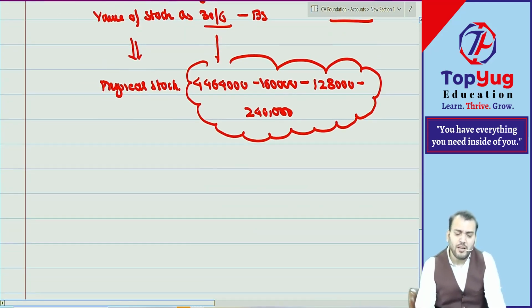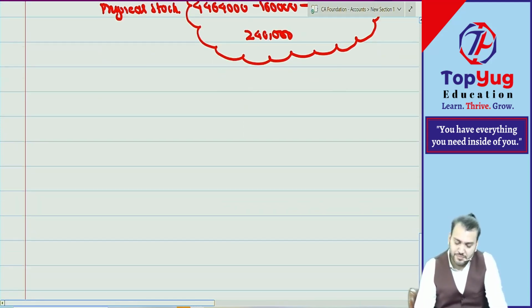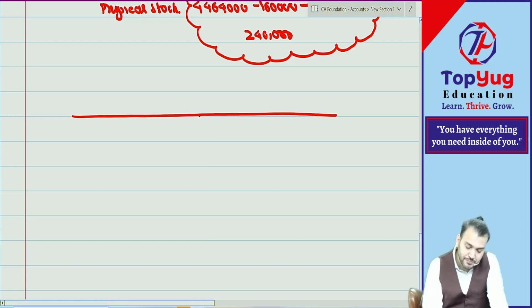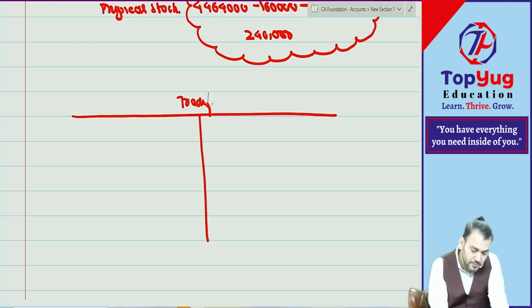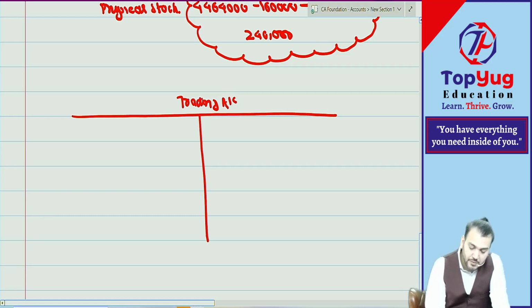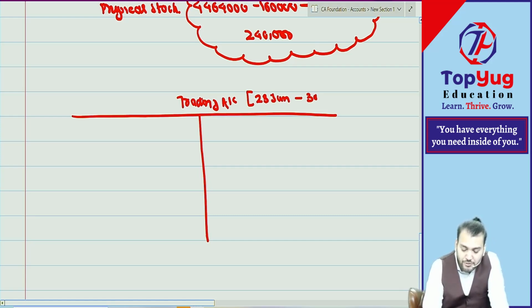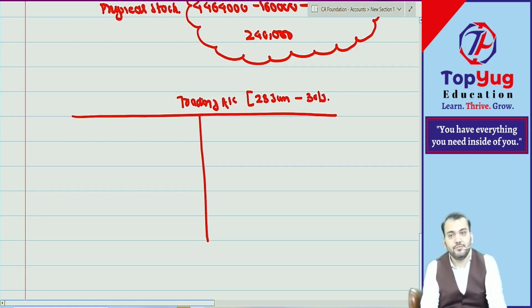Whenever you have doubt, I will say you can also do it in this way. This type of question, suppose you prepare a trading account. Let us do the trading account. Correct. So you are preparing a trading account from 23rd June to 30th June. Whatever value is coming on 23rd June becomes opening stock, and 30th June becomes closing stock, and we are here to find out closing stock.